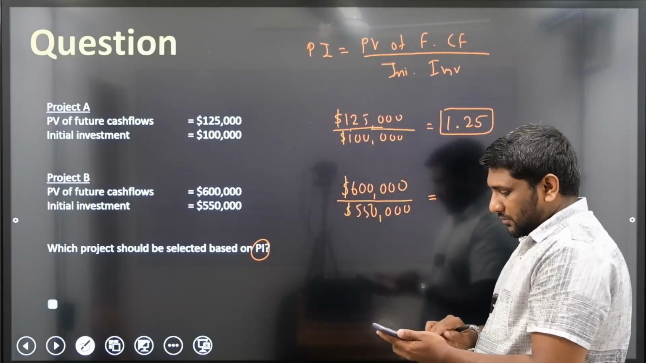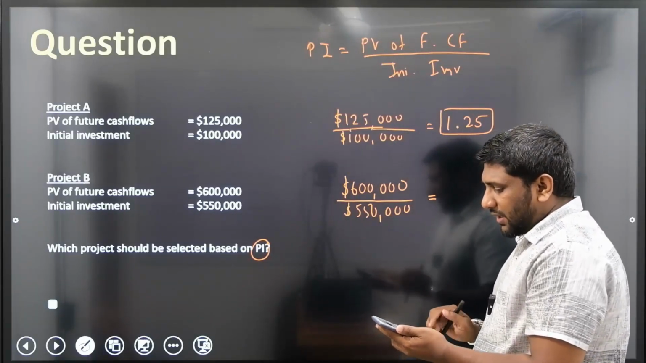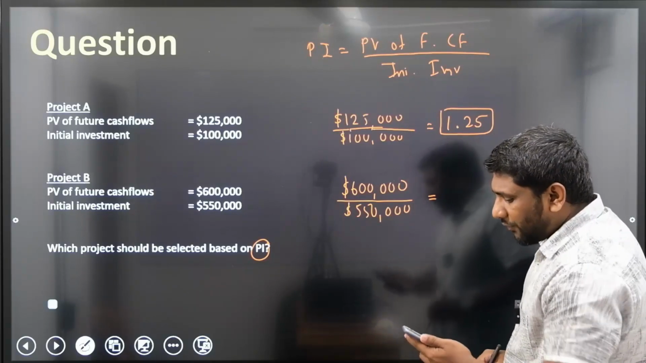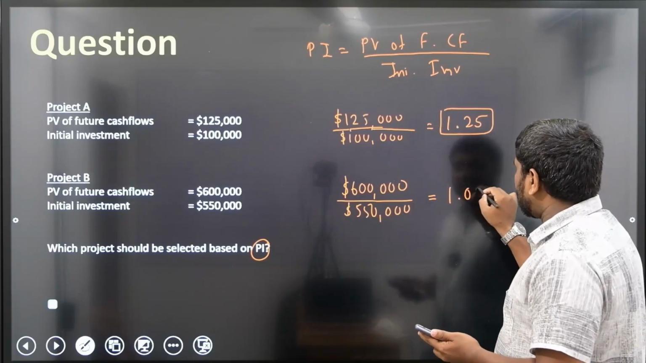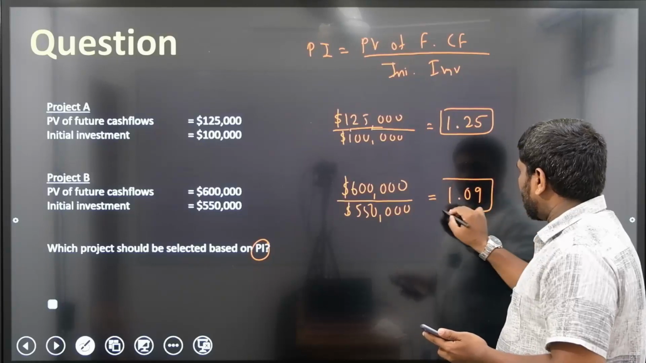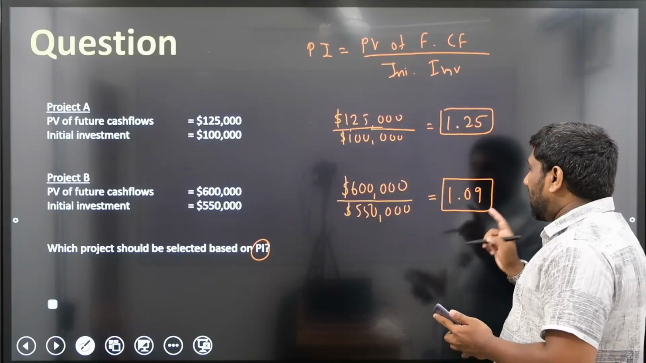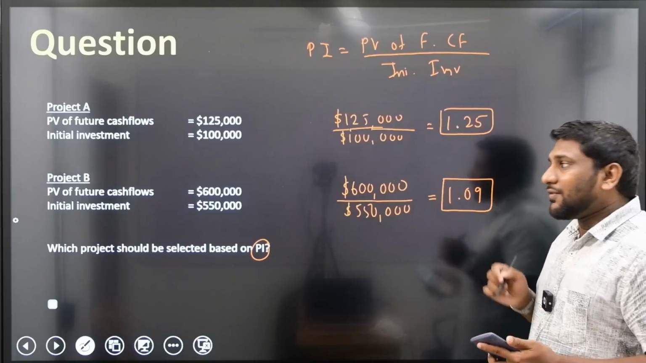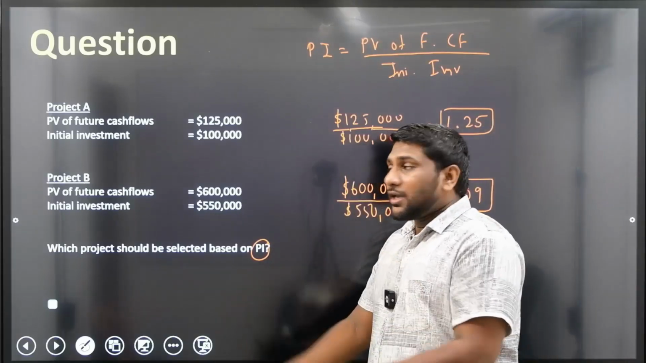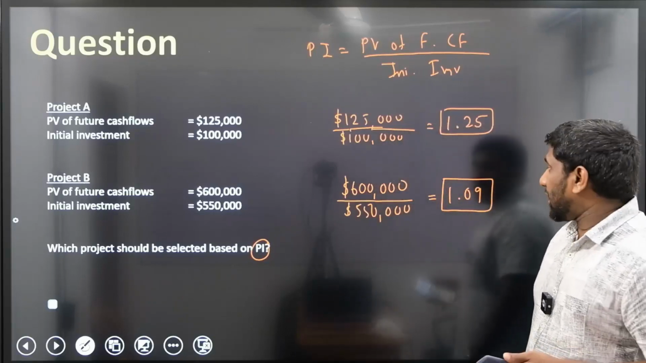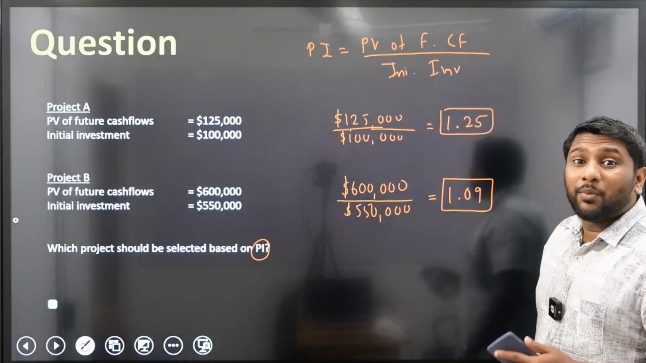600,000 divided by 550. I am getting a value of 1.09. So what is the meaning of this 1.09? For each and every dollar that you are investing in the project B, it will generate you a present value of future cash flow. How much is that?